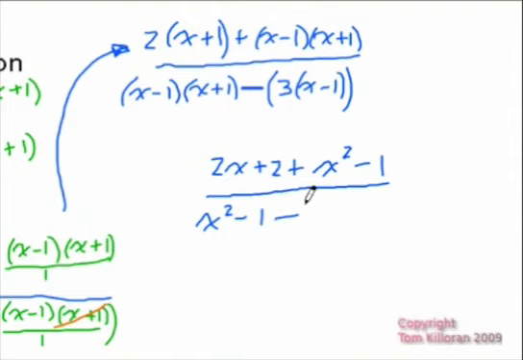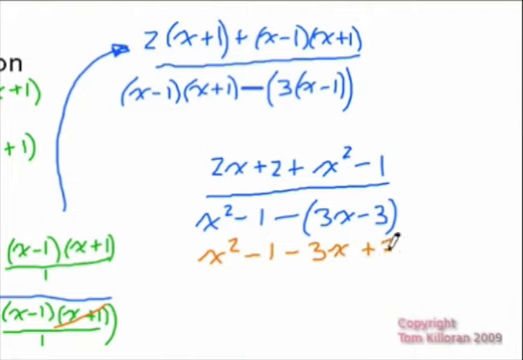Here, we're going to have to be really careful. This negative can be attached to that 3. Or you can distribute the 3 out and then distribute the negative. I think I'll do that to be safer. 3x minus 3. Alright. I'm just going to simplify the bottom real quick in a different color. So this is x squared minus 1 minus 3x plus 3.